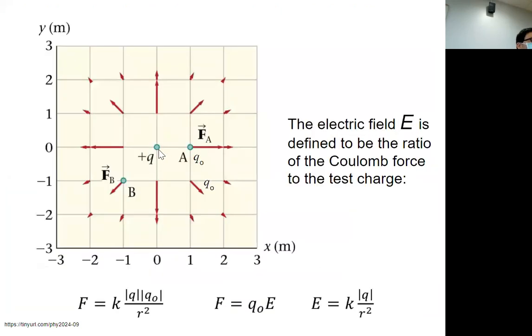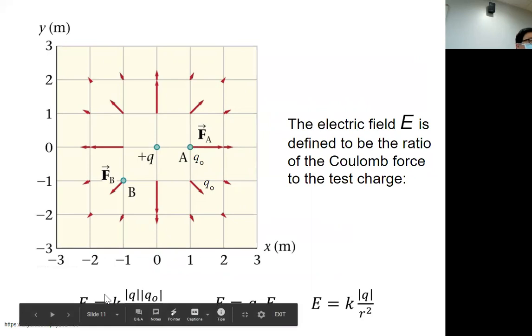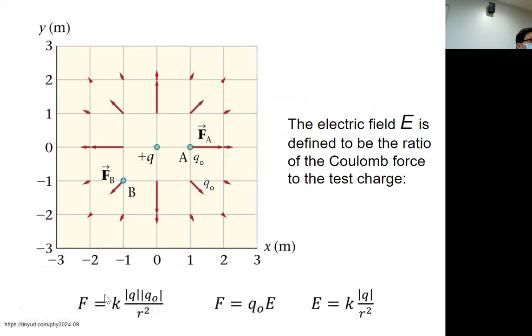Okay, so on the charges, if you have one charge here, and another charge that's nearby, then this charge here on the right, we'll call it the test charge, Q naught, will experience a force by this charge. And by Coulomb's law, F equal to K, absolute value of Q, and Q naught over R square.